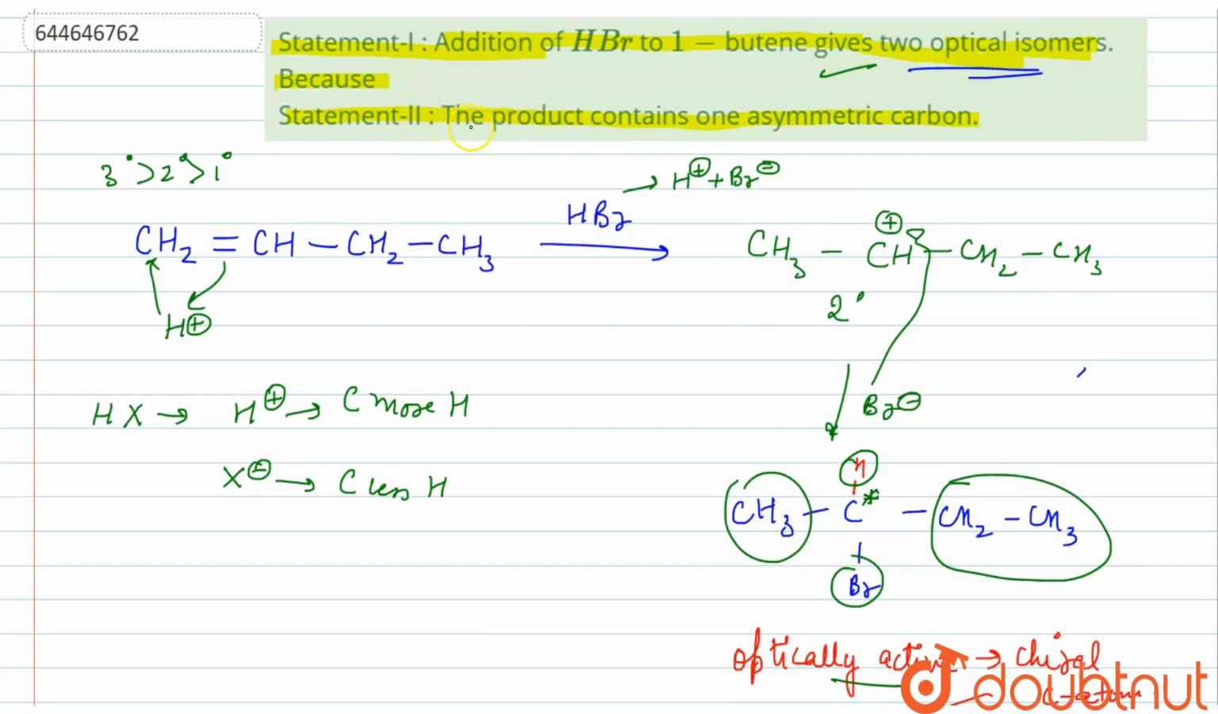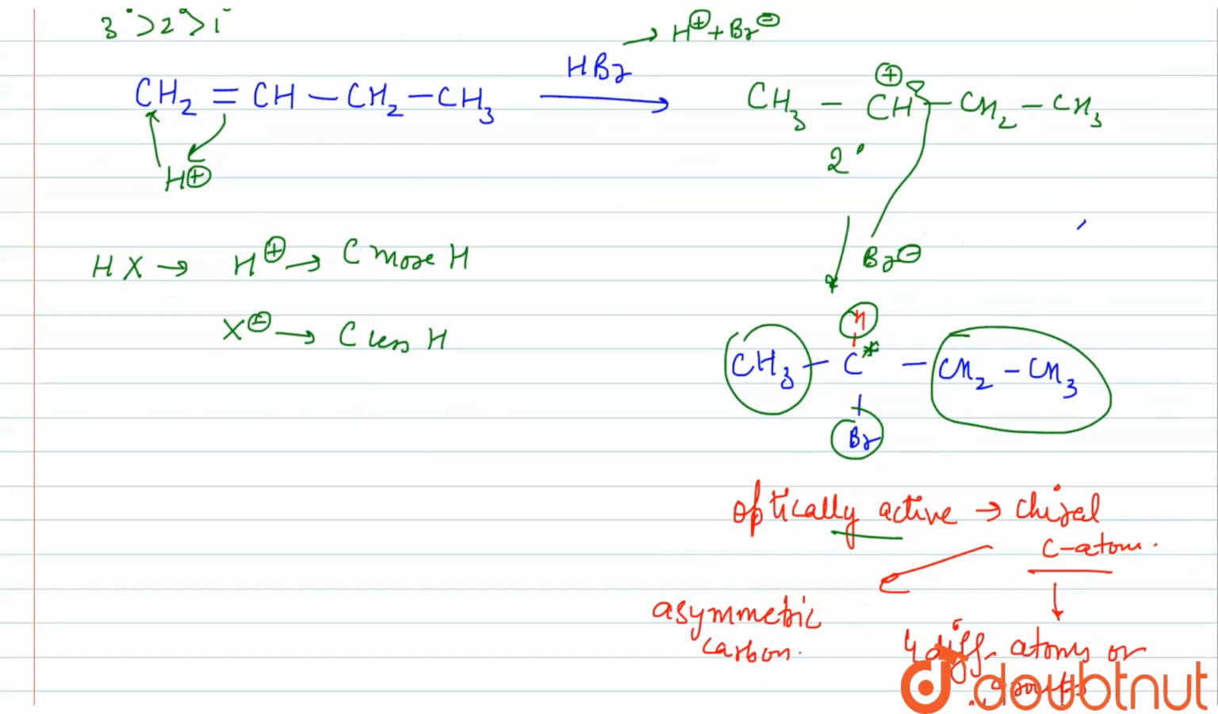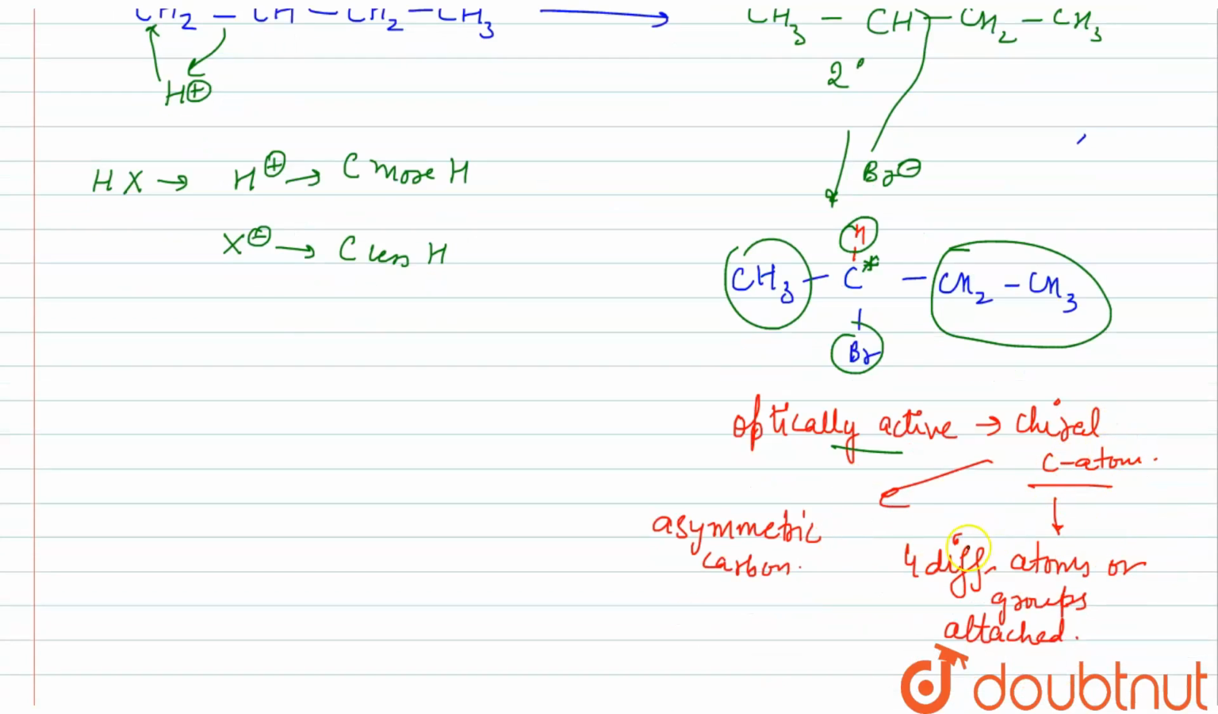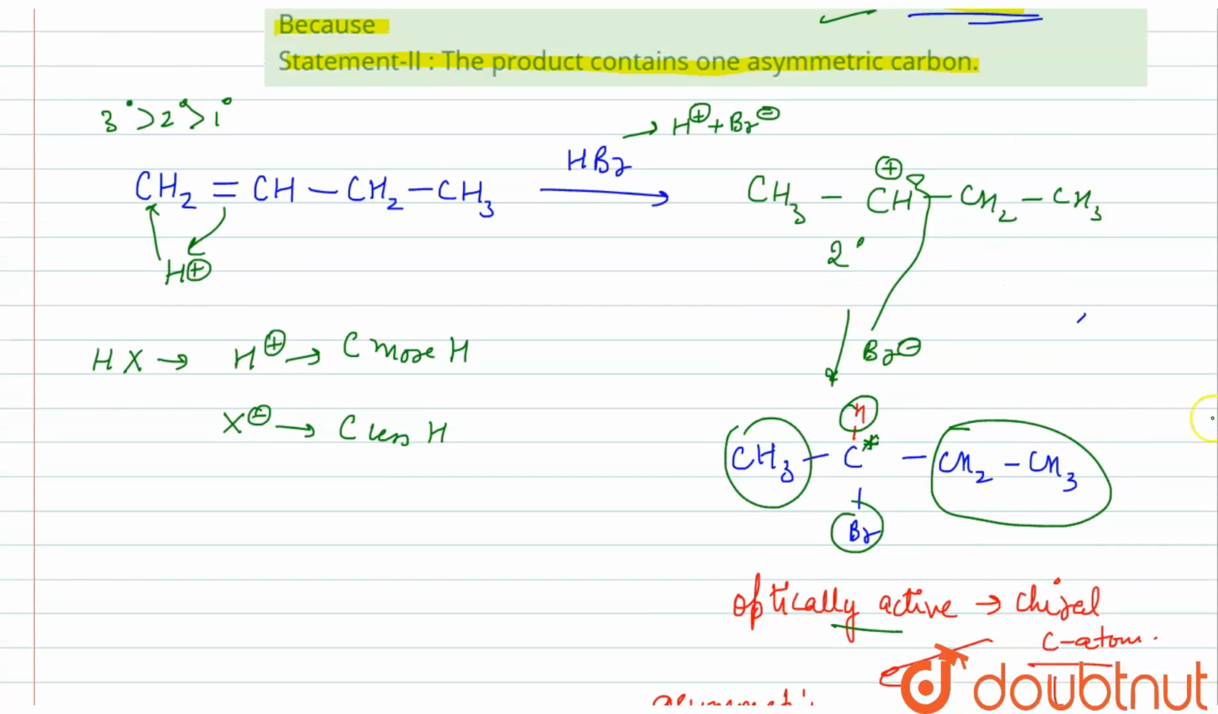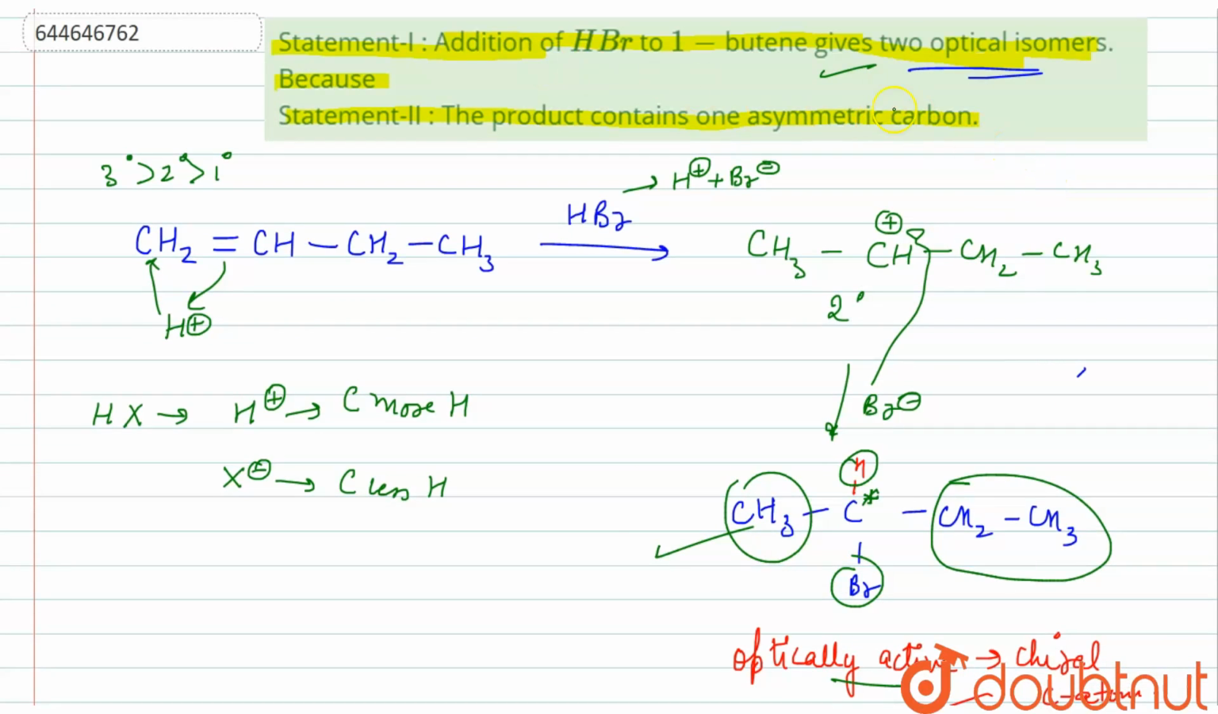And the second statement says that the product contains one asymmetric carbon. Yes, this is one asymmetric carbon, because an asymmetric carbon is the chiral carbon which has 4 different atoms or groups attached. So this is correct, because the first statement is correct in accordance with the second statement, right? So this is the required answer.